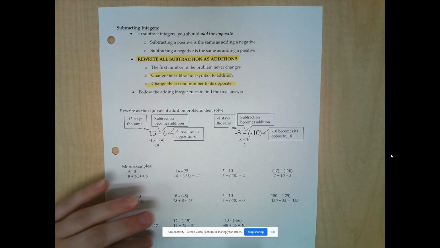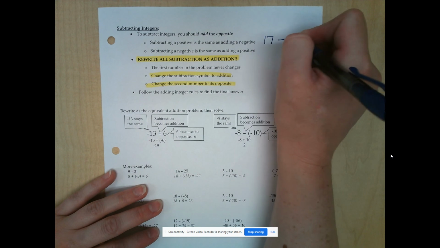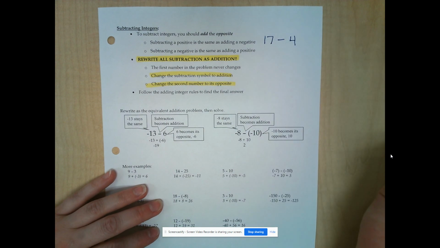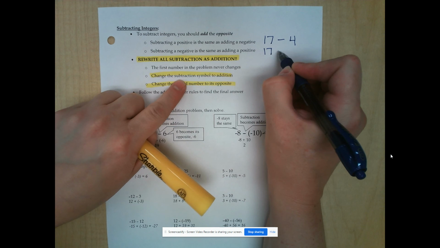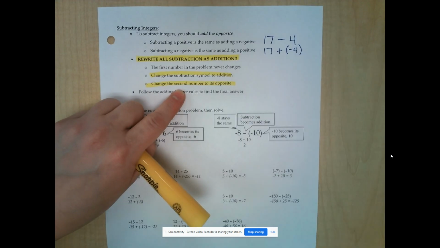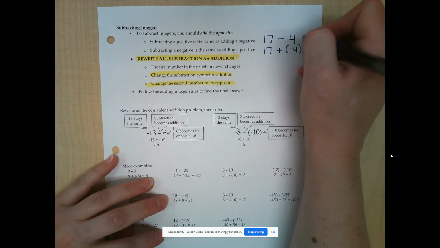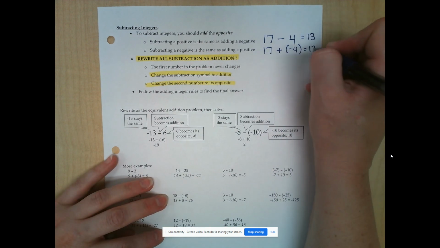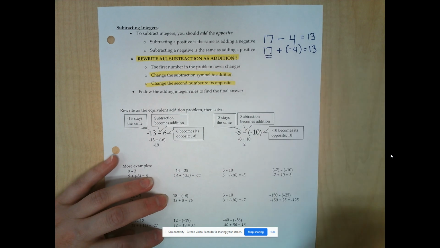Great. So let's say I had something like 17 take away 4. If I were going to follow these rules, yes, I know the answer is 13. Yes, I know you can do that in your head. But if I were going to do this, I would say 17 stays the same, change subtraction to addition, and the second number becomes its opposite. So those two expressions are equivalent. They're worth the same. This one is 13, which means this one is also worth 13. 17 take away 4 is 13, more positives than negatives.